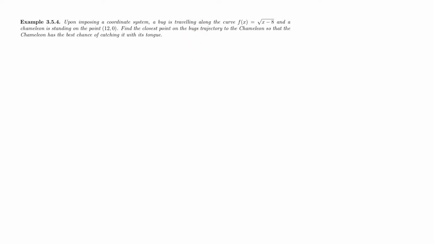There's a lot here. Let's kind of work through it. That's the whole point of these, is to look at it, maybe feel a little confused at first, but work through it. So we know that there's a bug traveling along the curve, the square root of x minus 8. And maybe we remember some stuff from Math 126 with regards to graphing.